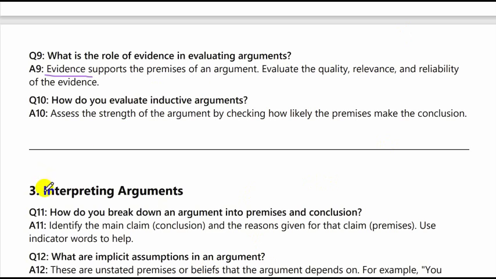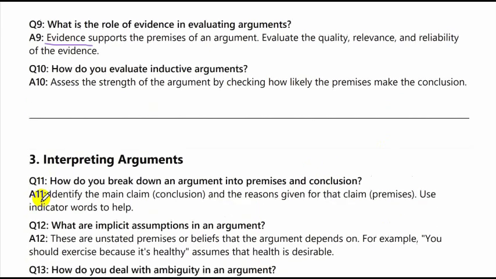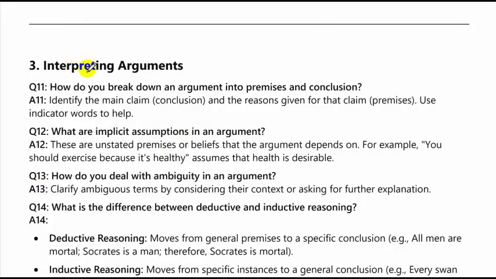Next, let's look at how we interpret arguments. How do you break down an argument into premises and conclusions? First we have to identify the main claim, that is what we are trying to conclude, and the reasons given for that claim, that is the premises. Use indicator words to help. Indicator words we have already discussed. For example, a conclusion would have an indicator word like "therefore."